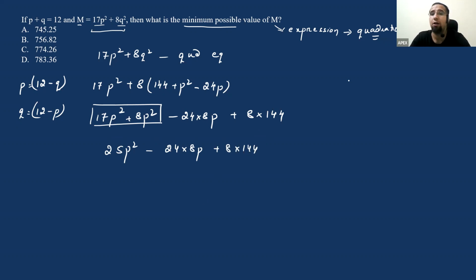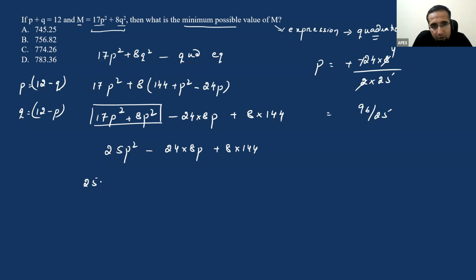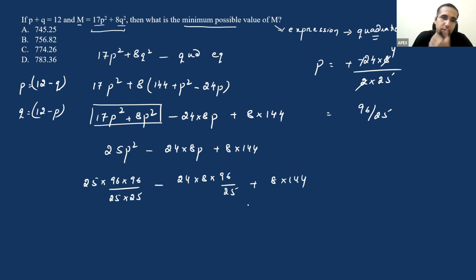And I want the minimum possible value of this expression, which is attained at P is equal to minus B by 2A, that is 2 into 25. So this becomes 2 ones are 2, fours are, minus minus gets cancelled, which is 96 by 25. Now your job is to just use the calculator. This is 25 into 96 by 25 into 96 by 25 minus 24 into 8 into 96 by 25 plus 8 into 144. So this 25 gets cancelled.